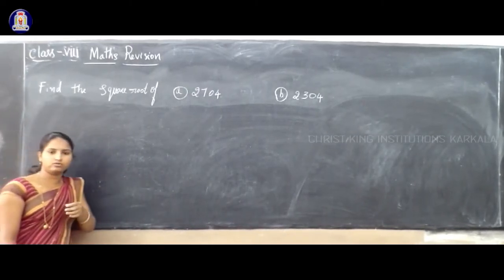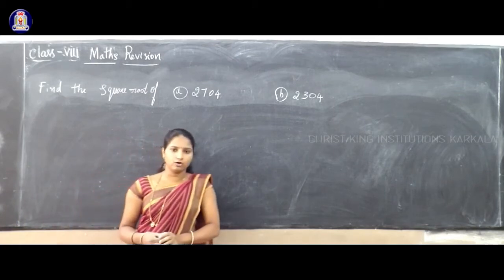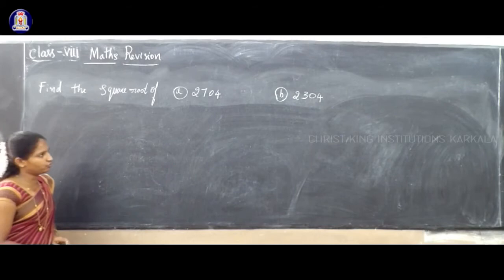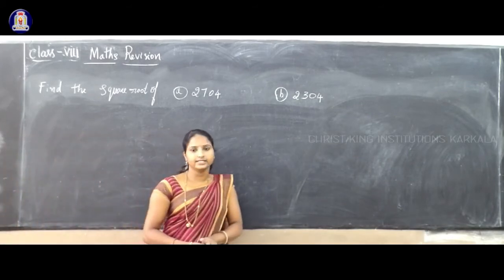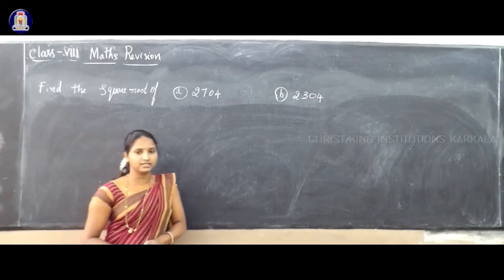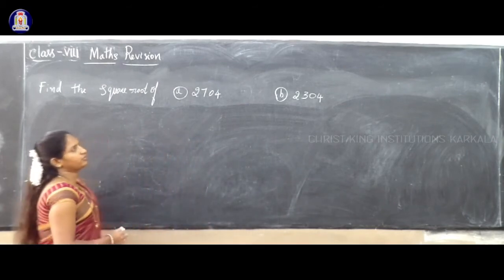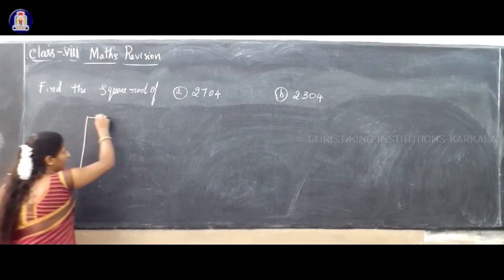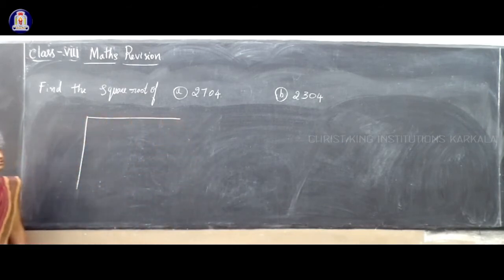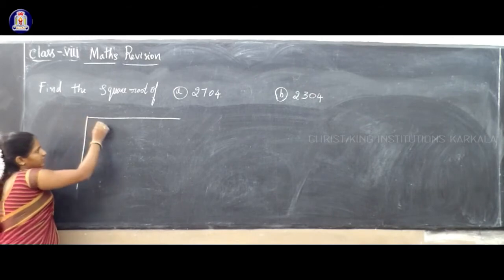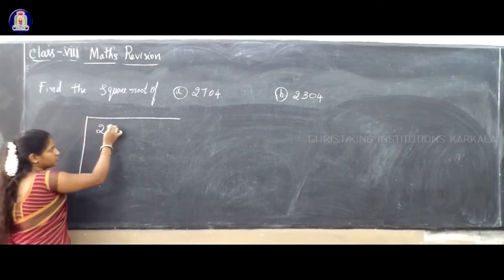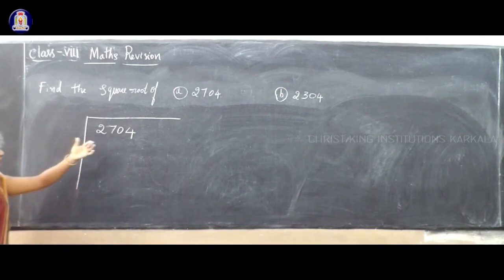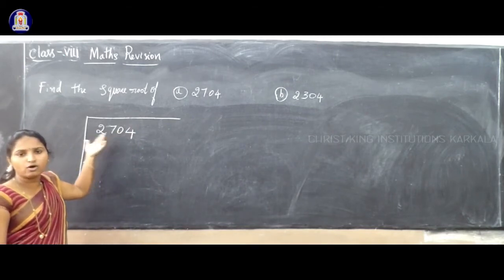Find the square root of the first number, 2704. And the second question, find the square root of 2304. Now first, you know how to find the square root. This is the square root division method. So now you must write like this: write the number 2704. What do we have to find? Find the square root of this number.